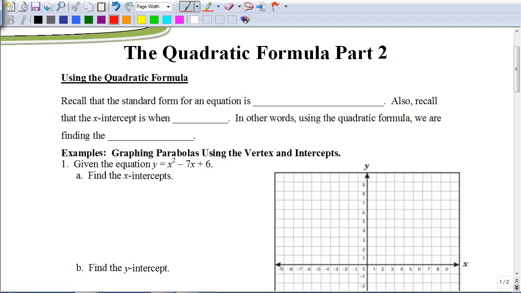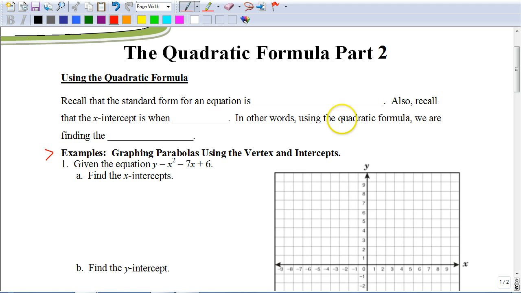Okay, so in this video we're going to be continuing where we left off in the previous video with the quadratic formula, where we were just introduced to the idea and how to use the quadratic formula. Today we're going to look at how to graph parabolas using the vertex and intercepts, and we can do that by using the quadratic formula to do some of that work for us.